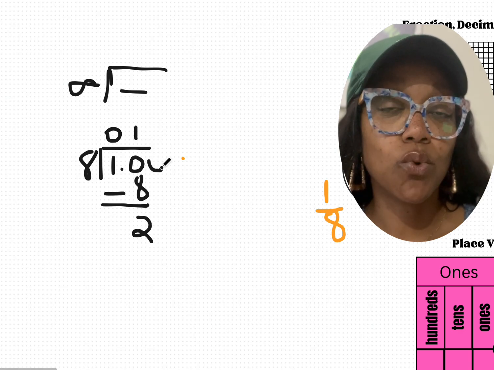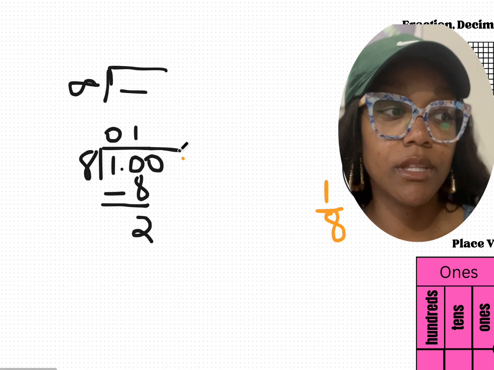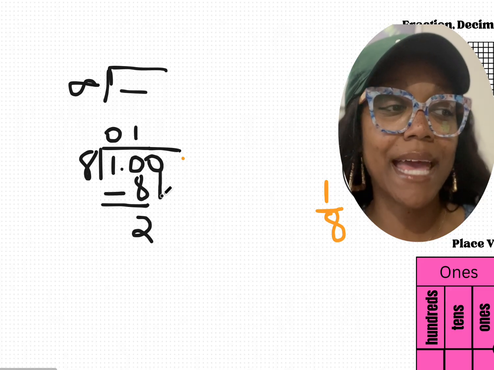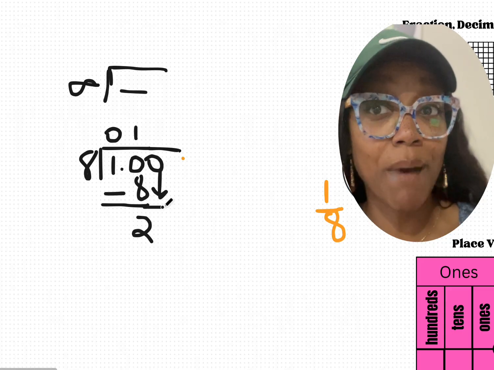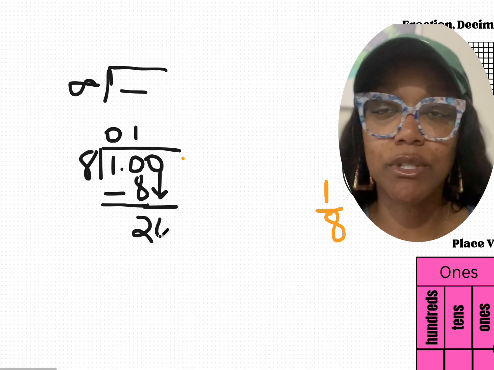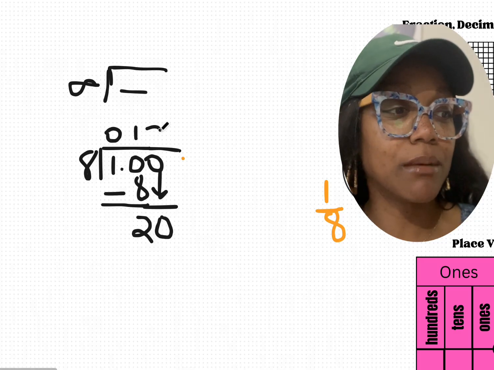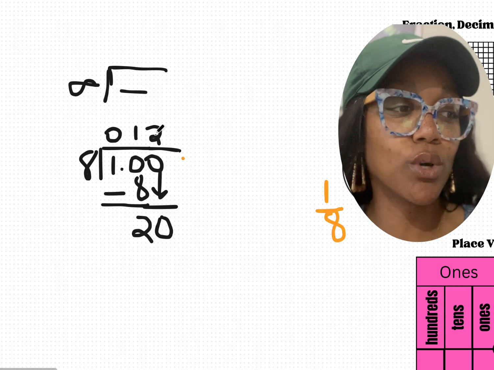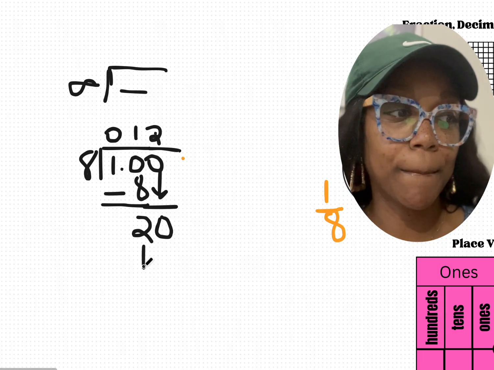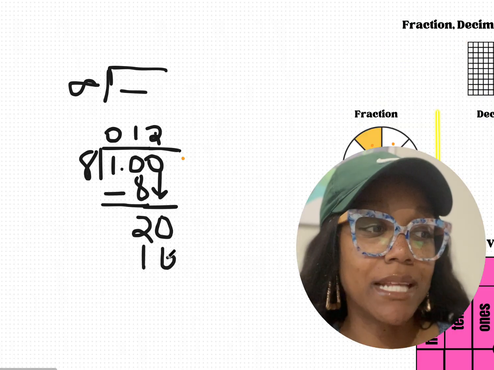give us 20. Then the students have to figure out how many times can I count by 8 to get closest to 20 as possible. And that's going to be 2 times because 8 times 2 is 16. So we need to do 8 times 2, we'll put 16 under 20, and then we're going to subtract that. And 20 minus 16 is 4.